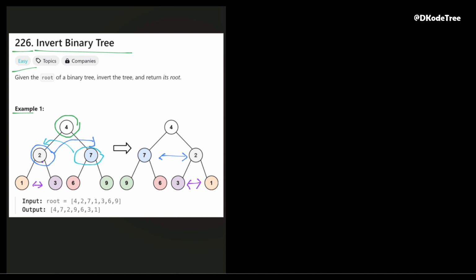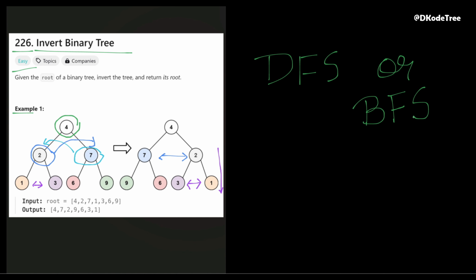We can see that the node 2 has two children, 1 and 3. But in the result, the order of 1 and 3 is flipped. So we need to apply the same operation to every node down the tree. Now there are a couple of ways to solve this. You can either use DFS or BFS, but the recursive DFS solution is the most natural and intuitive one.